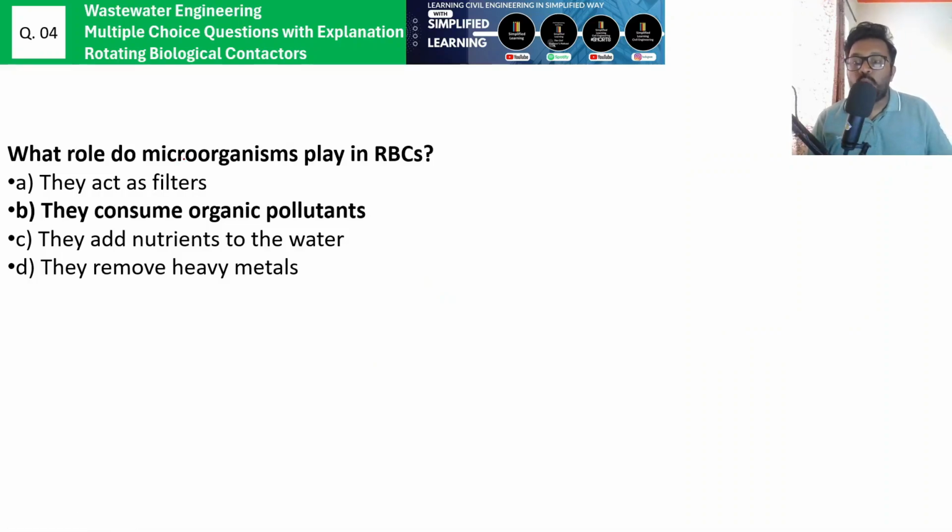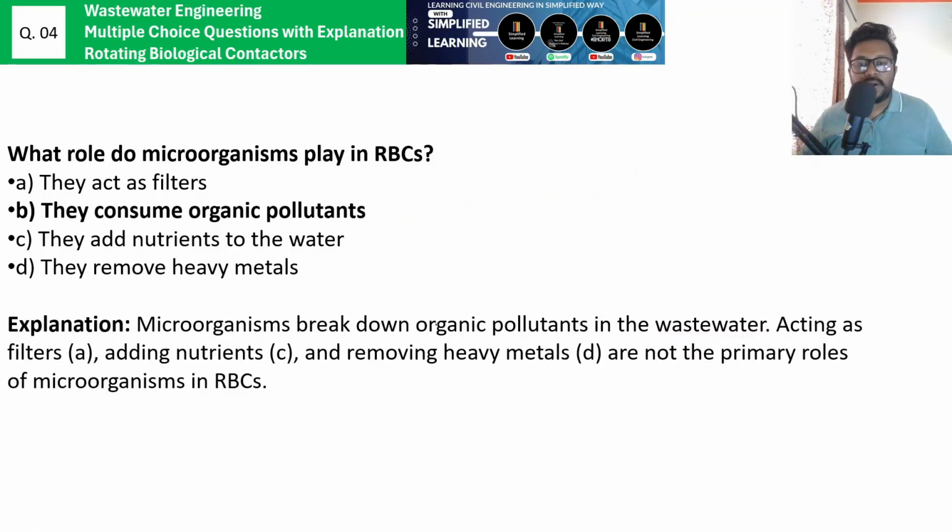Then what role do microorganisms play in RBC? They consume organic pollutants. Since we are talking about RBC as secondary treatment, which is biological treatment, microorganisms play a crucial role, which is consumption of organic pollutants, that is breaking down of organic matter. They do not act as a filter, addition of nutrition is not their work, nor is heavy metal removal their role. The consumption of organic matter present in wastewater is the function of microorganisms in RBC. They break down the organic pollutants.